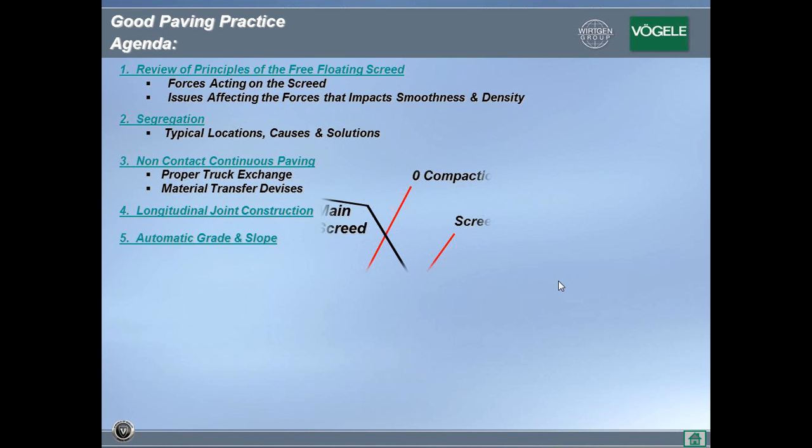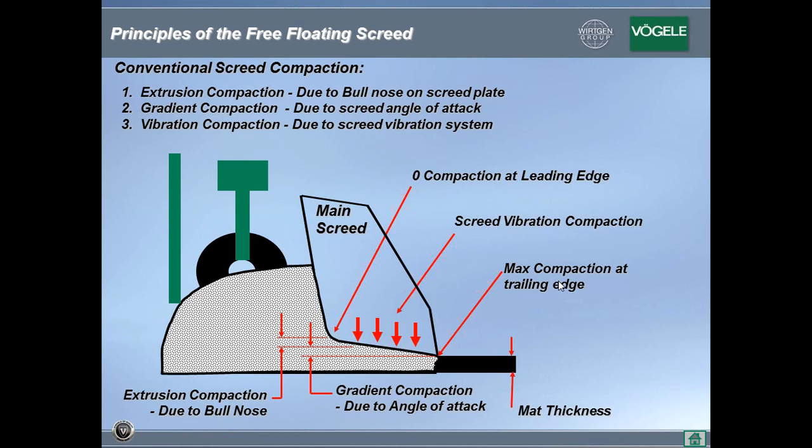Let's take a quick review of the free-floating screed, the vibratory free-floating screed when it's paving. As you could see, and as we discussed in our 101 presentation, we have three forms of compaction. We have extrusion compaction as the material flows through the radius of the bull nose of the screed plate, and we have gradient compaction as the material flows through the angle of the screed, which is usually referred to as the angle of attack. Final compaction is at the trailing edge, and zero compaction, of course, is at the leading edge.